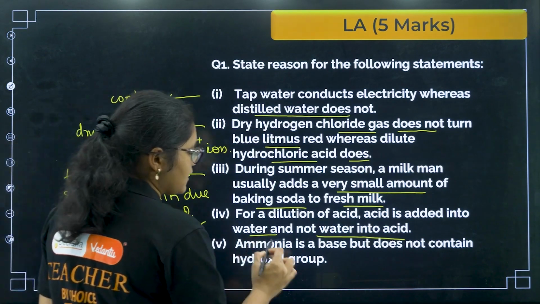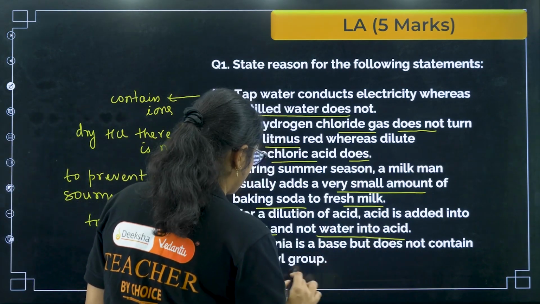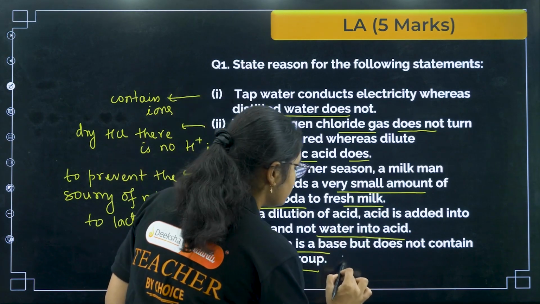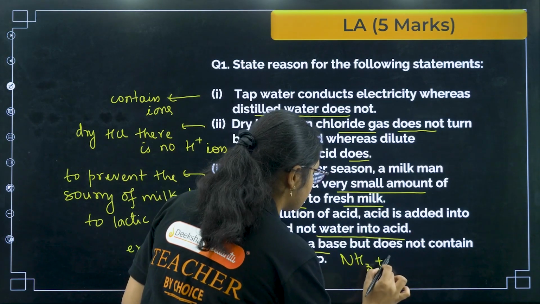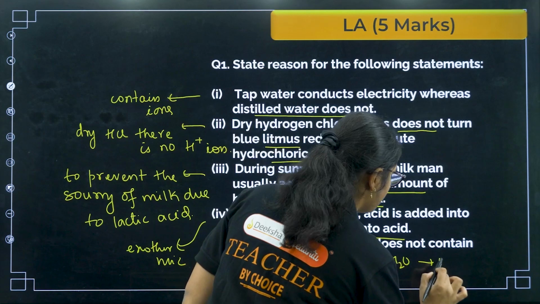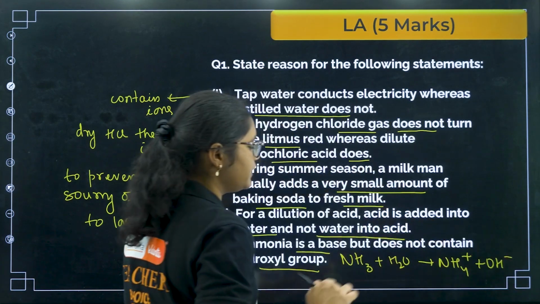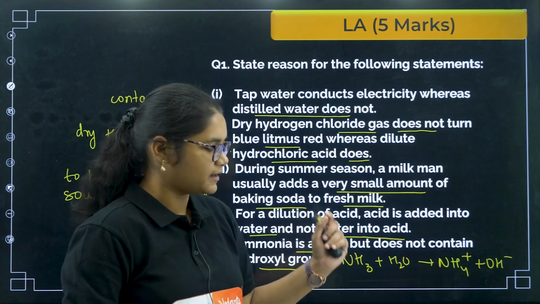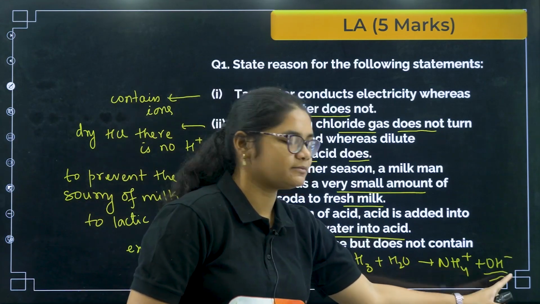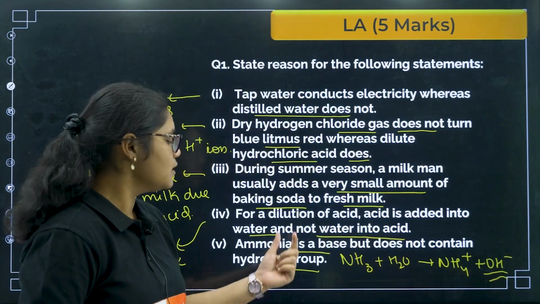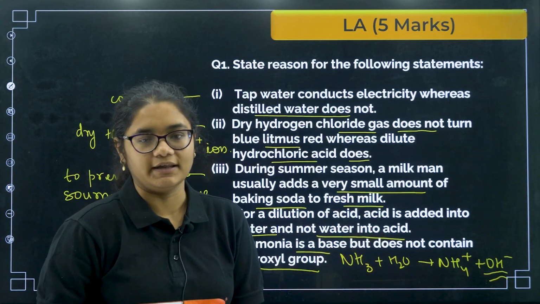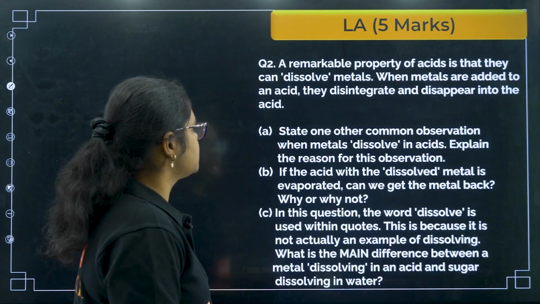Next, ammonia is a base but does not contain a hydroxyl group. When you dissolve ammonia in water, you get NH4+ and OH-. So even though it does not contain an OH ion itself, when you dissolve it in water, it gives you OH- ions. That is why it is also basic in nature. Okay, next, question number 2.